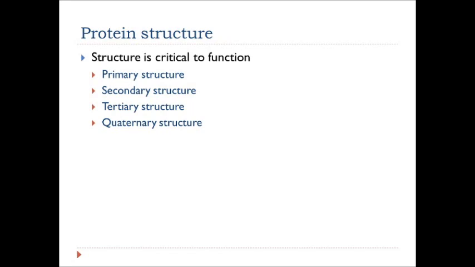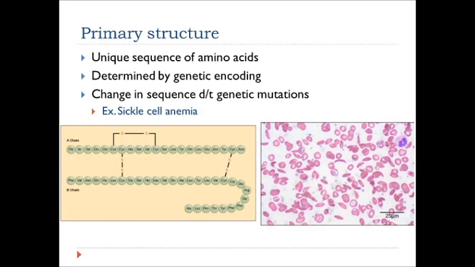There are primary, secondary, tertiary, and quaternary structures of proteins. They don't always have all 4. Sometimes they only have 1, sometimes they only have 2, 3, 4, etc. The primary structure of the protein is just the unique sequence of amino acids. How they fall together in a line determines their function. This is determined by genetic encoding from genes, from DNA. Any change in sequence due to any genetic mutations is implicated in a lot of diseases.